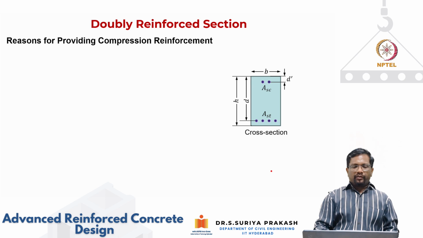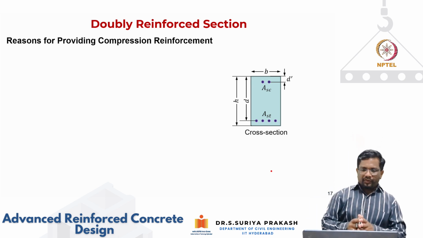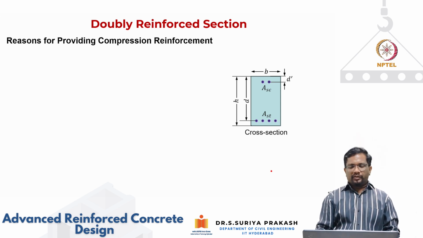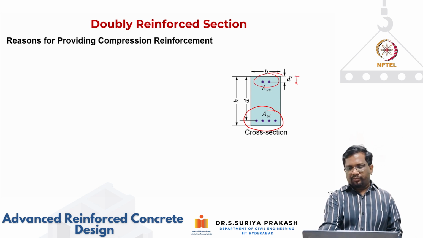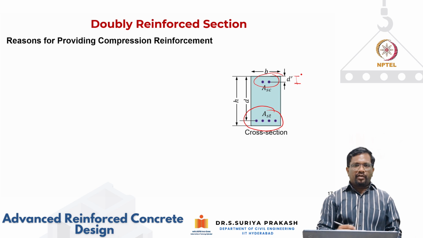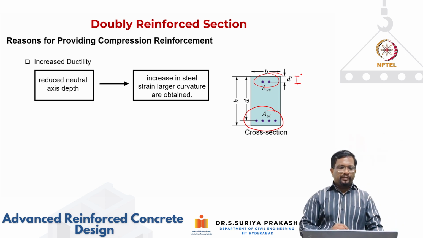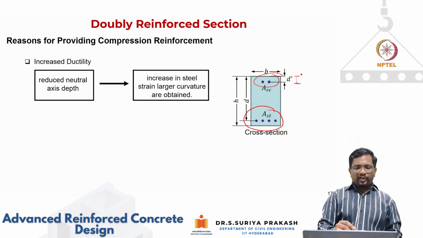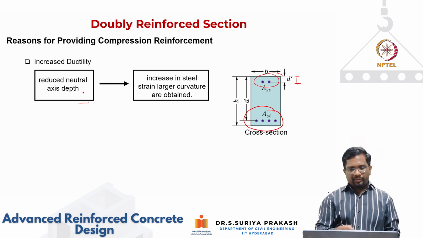Now let's see from the internal force point of view, when do we go for it? So we have taken this section, a simple section with reinforcement on the tension side and on the compression side. Now the compression steel is put at a distance of effective cover of d prime. Now when you add this compression steel, what happens is you end up with less neutral axis depth to achieve the force equilibrium.